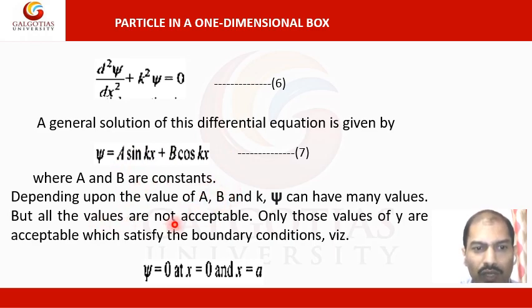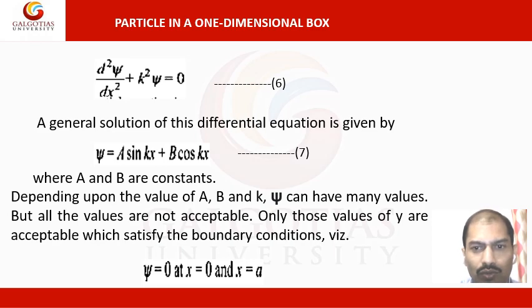Depending upon the values of a and b, and k, psi can have many values, but not all values are acceptable. Only those values of psi are acceptable if they satisfy the boundary conditions, which are psi equal to 0 at x equal to 0 and x equal to a. On the basis of those conditions, only the acceptable solution will fit in this way.